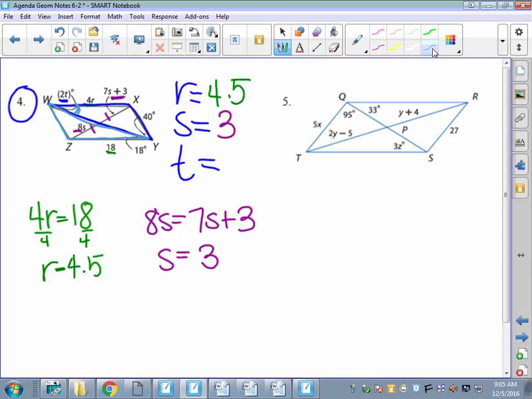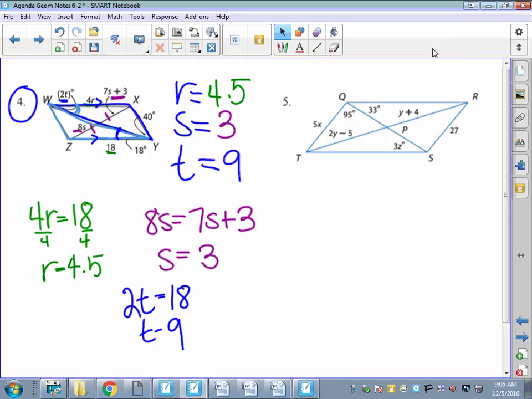Or you could see it as an alternate interior. If these guys are parallel, you could see an alternate interior as well. This has to be congruent to that. Because they're alternate interior, they're also corresponding if we look at 2 congruent triangles. So 2t must be equal to 18, not to the 40, because that 40 is part of the same triangle. So when you divide, you should end up with a 9 for your value of t. So all kinds of sneaky ways we can throw some problems in there.